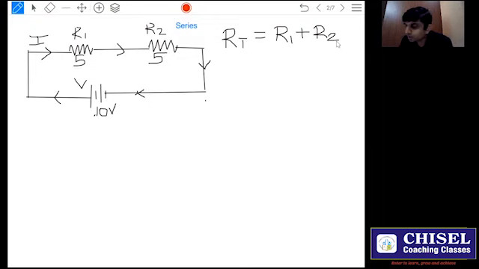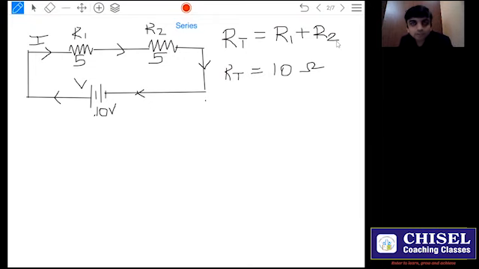So before going on to that, if I tell you what is the total resistance of the circuit, the total resistance of the circuit RT is nothing but equals to 5 plus 5, that is nothing but 10. The total resistance of the circuit is nothing but 10 ohms. Okay, because both are 5, so 5 plus 5 is 10.